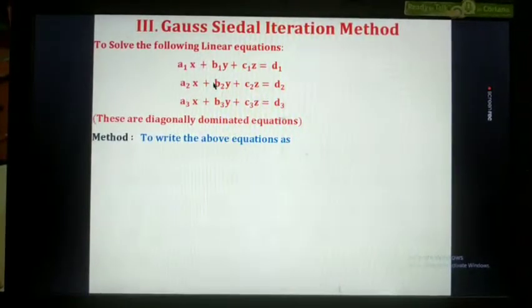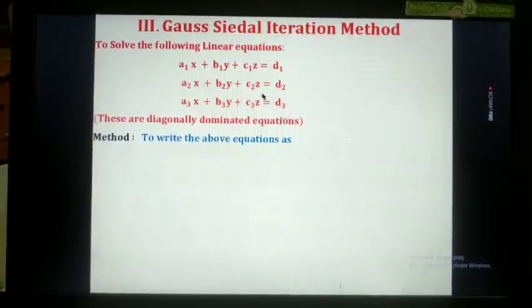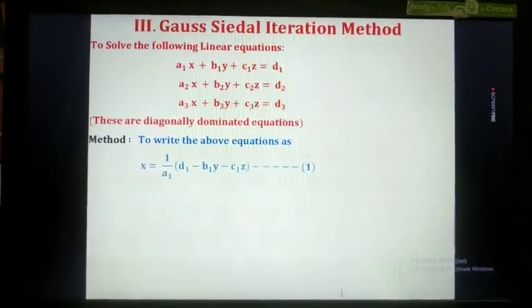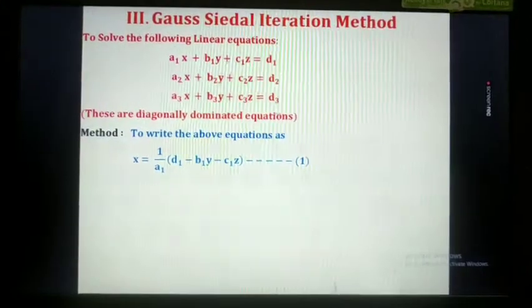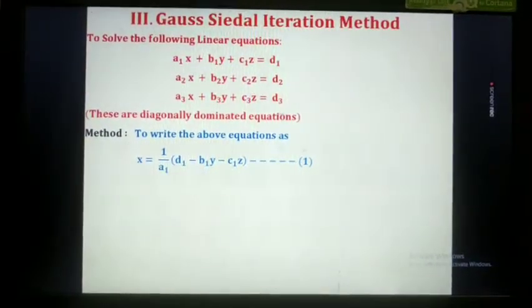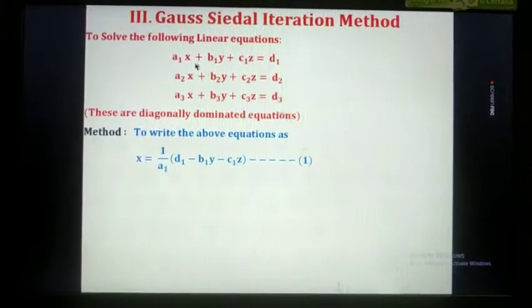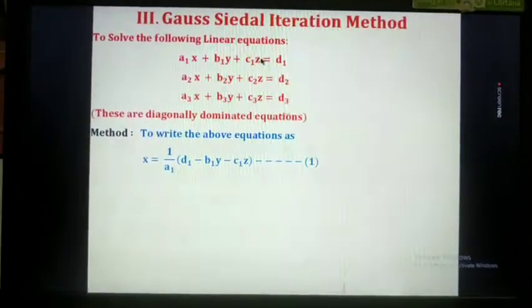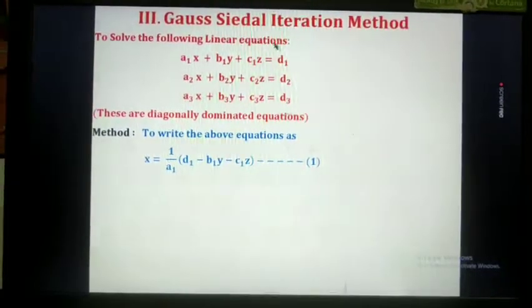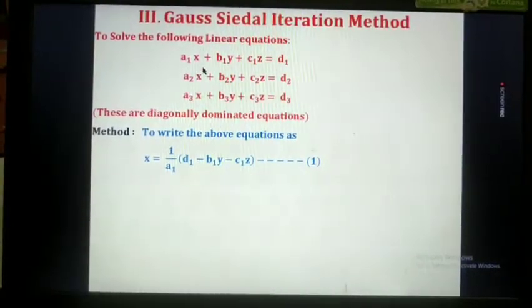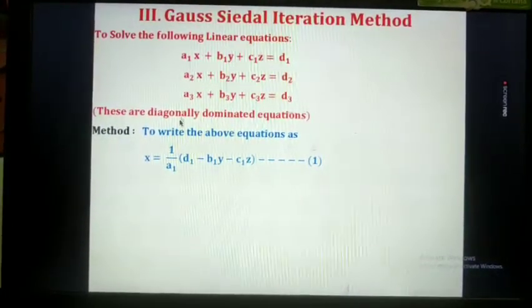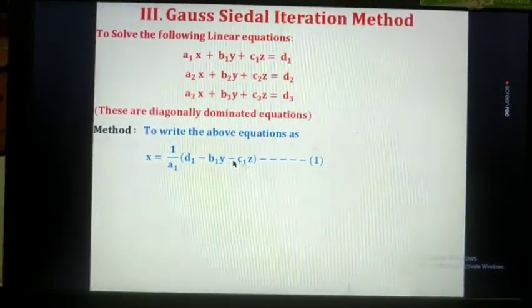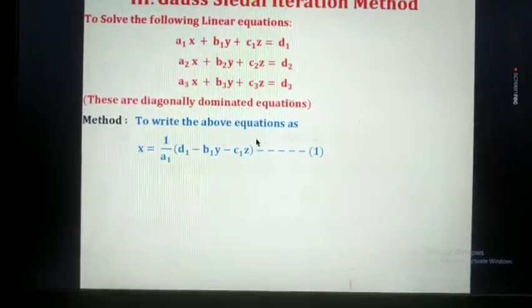From this second equation to find out the value of y. From the third equation to find out the value of z. To write the equations, x is equal to... a1x is equal to the first. From the first equation, we keep the a1x as it is, transfer these b1y, c1z to the RHS, and thereafter divide by a1. So we get x equal to 1 divided by a1 into bracket d1 minus b1y minus c1z.